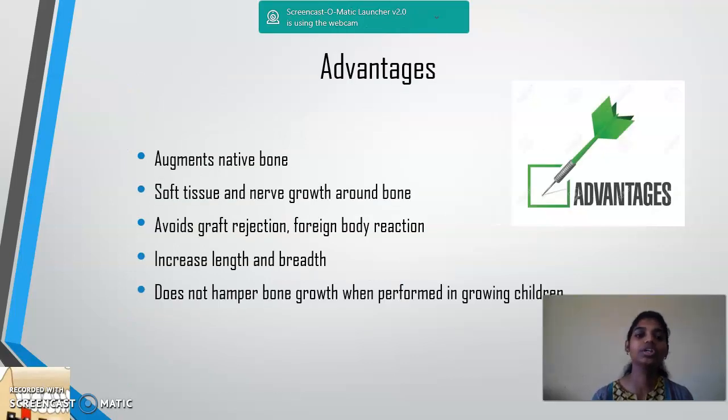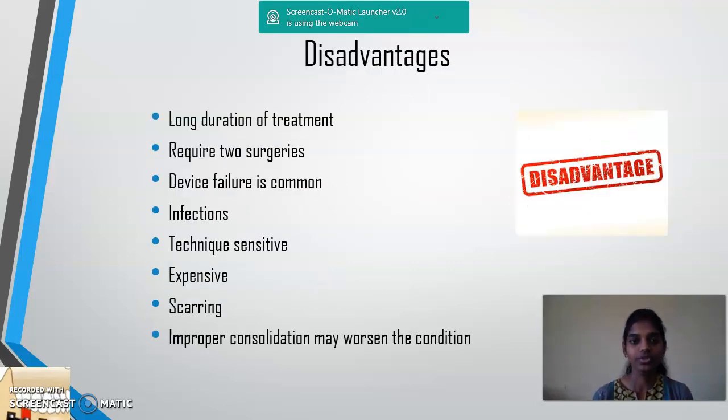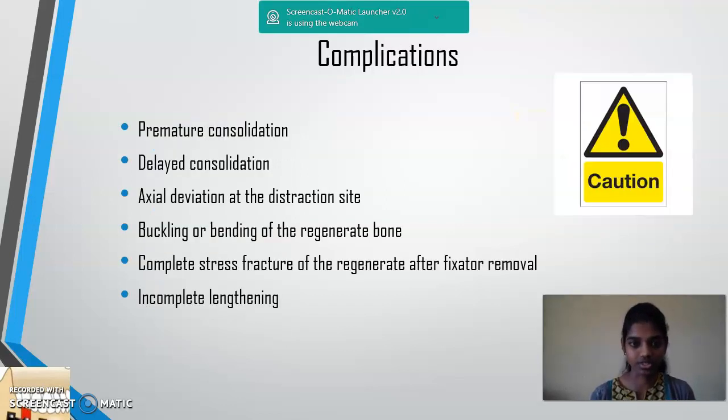The advantages include that it augments the native bone, soft tissue and nerve growth around the bone, it avoids graft rejection and foreign body reaction, gives increased length and breadth, and it does not hamper bone growth when performed in growing children. The disadvantages include long duration of treatment, it requires 2 surgeries, device failure is most common, infection is seen, it is technique sensitive, expensive, and scarring is also seen, with sometimes improper consolidation may worsen the condition.